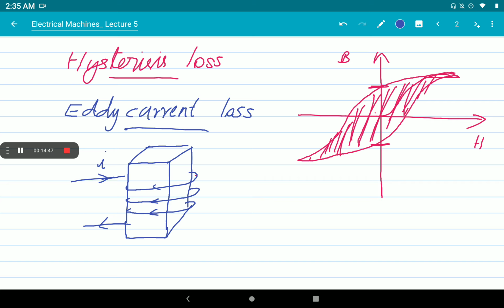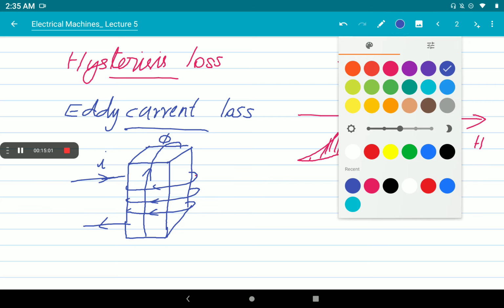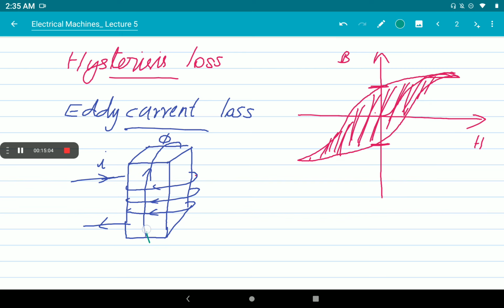We know that when current flows through the coil, it will definitely produce a magnetic flux. So just assume this will be the magnetic flux direction phi. I'm marking the magnetic flux in another way. Always the current direction and the magnetic flux direction will be 90 degrees to each other. So we are marking this direction of flux like this on the magnetic core.